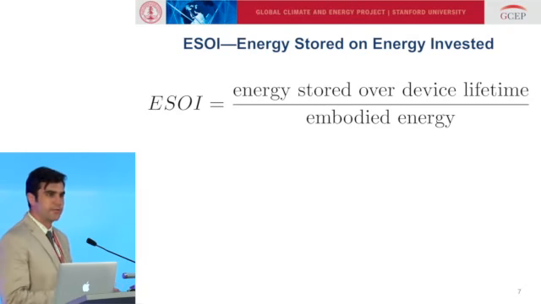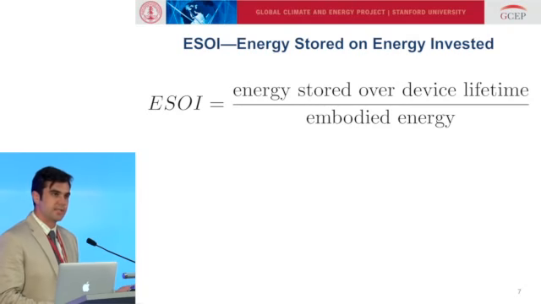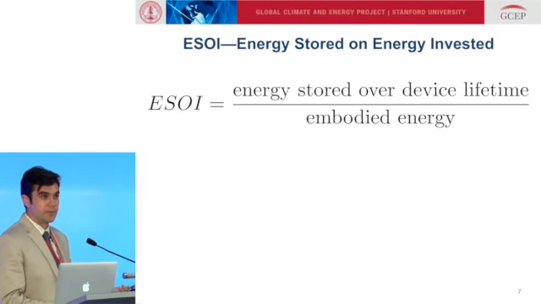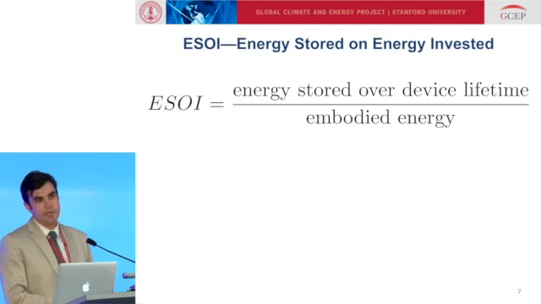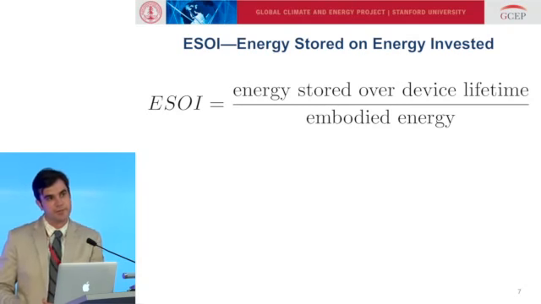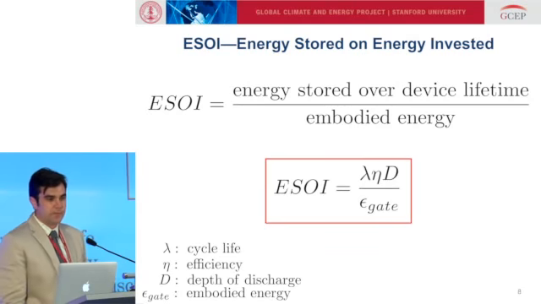So it's the total amount of energy stored over the entire lifetime of the technology divided by the embodied energy required to mine the raw resources, assemble them, deliver them to a factory, manufacture the technology, and then deliver that technology to its place of use. It's a fairly simple equation.